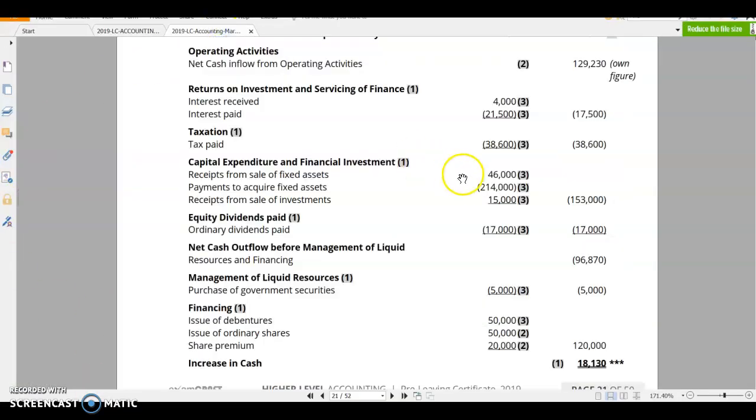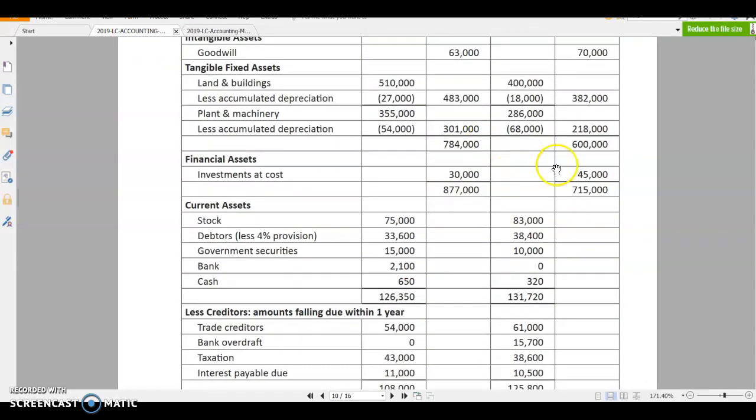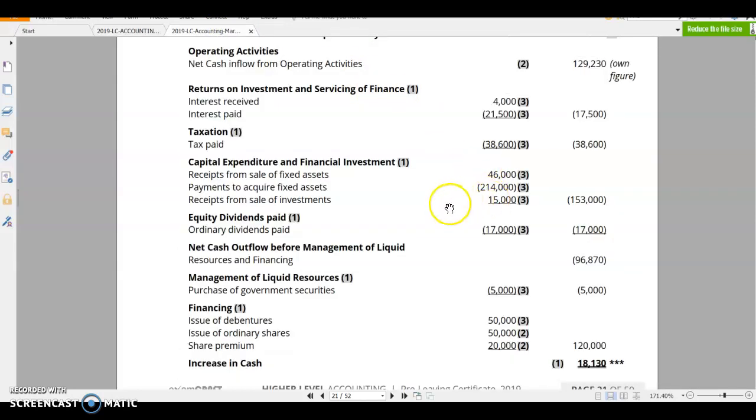Just going back to the solution then. Next thing in here, yeah, so receipts from sale of investments should go in here. This isn't something we maybe saw too much in questions, but you see investments here went from 45,000 last year to 30,000 this year. So my investments have decreased. I must have sold some of my investments. So that's 15,000 cash coming into me. So that's an increase, that's a receipt. So that 15,000 needs to go into this section here, capital expenditure and financial investment.